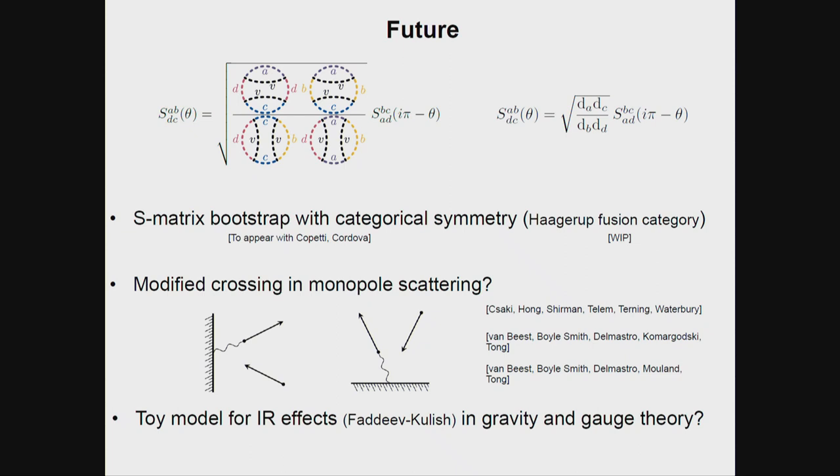Finally, I emphasize that the physical reason why crossing is modified is some non-triviality of the low energy degrees of freedom, which in this case was governed by topological quantum field theory. And similar non-trivial low energy degrees of freedom, actually more complicated ones, show up in theories in electromagnetism or gravity, and it's often known as soft effects or IR effects. And maybe it'll be interesting to ask whether we can learn something about gravity and gauge theory.